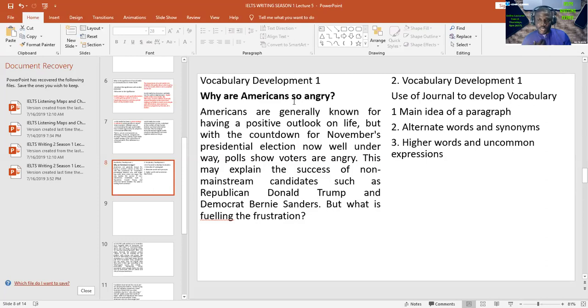The first thing you do to every journal, because if you look at this journal you will see a pattern, is find the main idea of the paragraph. What's the main idea? Let's go through it. Americans are generally known for having a positive outlook on life. But with the countdown for November's presidential election now well underway, polls show voters are angry. So what is the main idea?